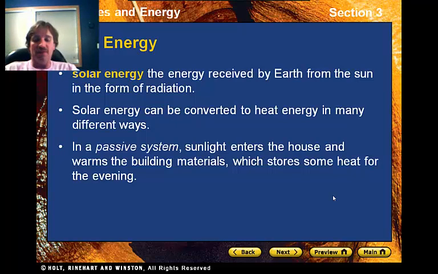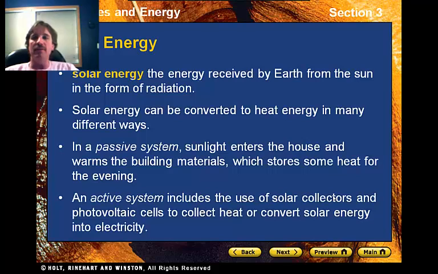That's a passive system. An active system, on the other hand, uses some type of cell to collect that heat and then convert it to electricity. So that means you actually have a process that collects that heat and collects that energy. Like the top of your calculator, that little window right there, that's an active system to collect solar energy and run the solar cells to convert that to electricity to run the calculator.